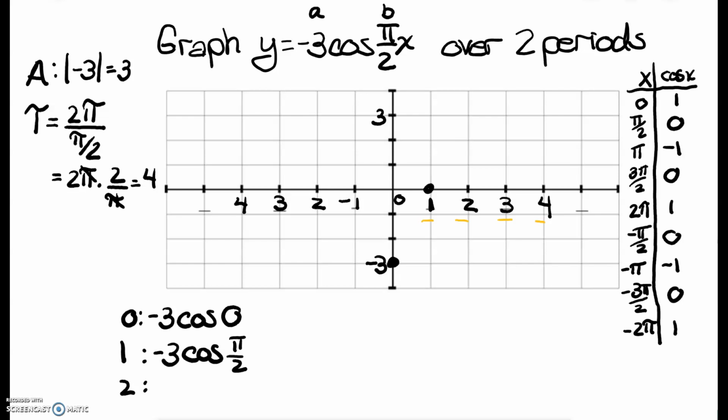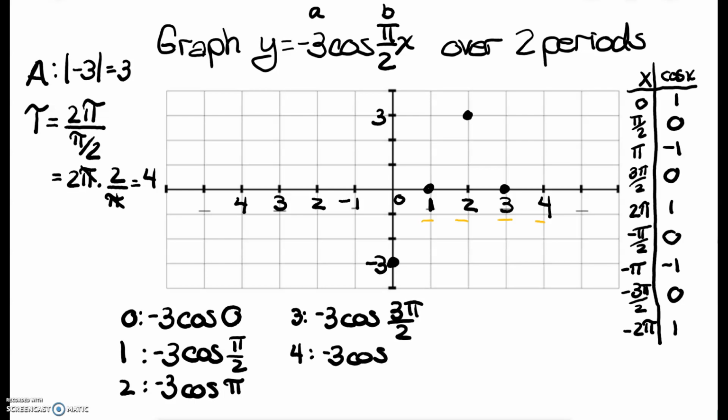When I plug in 2, I get -3 times the cosine of, when I multiply pi over 2 by 2, pi. So the cosine of pi is -1, times -3 is 3. When I plug in a 3, I get -3 times the cosine of 3 pi over 2, and I know that is 0. Then when I plug in a 4, I get -3 cosine of 2 pi. The cosine of 2 pi is 1, and 1 times -3 is -3. So when I draw this curve in, I get a curve that looks like this.